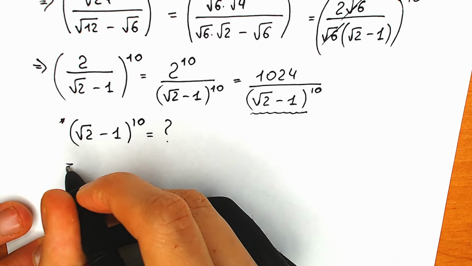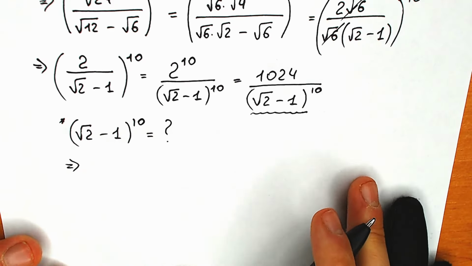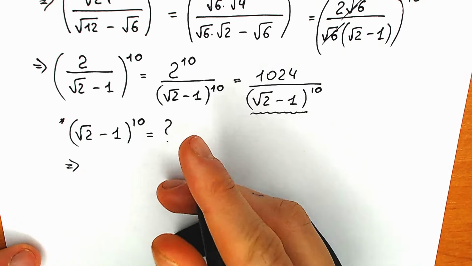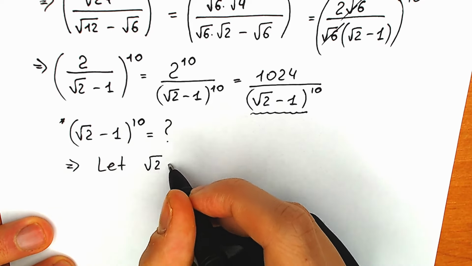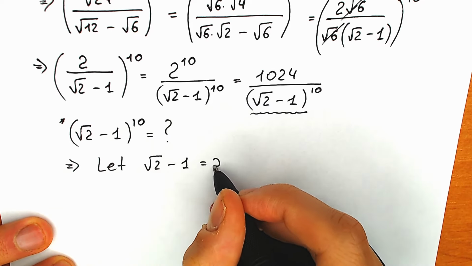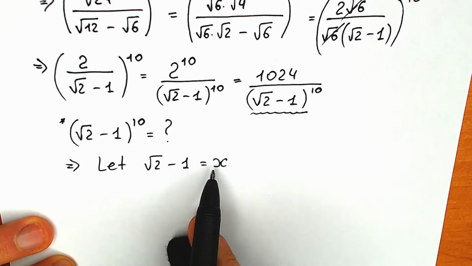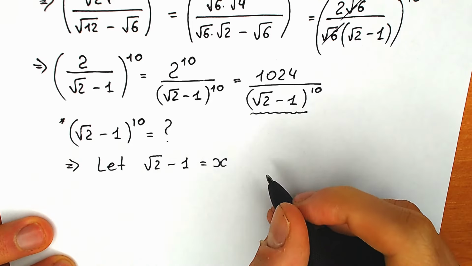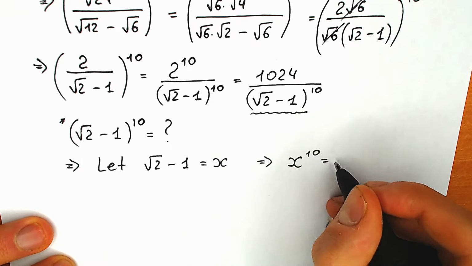Okay, so first of all, let this square root of 2 minus 1 equal to, for example, let's call this x. So let square root of 2 minus 1 equal x. So from here, since square root of 2 minus 1 is our x, we need to find x to the power 10. So then the thing that we need to find is x to the power 10.